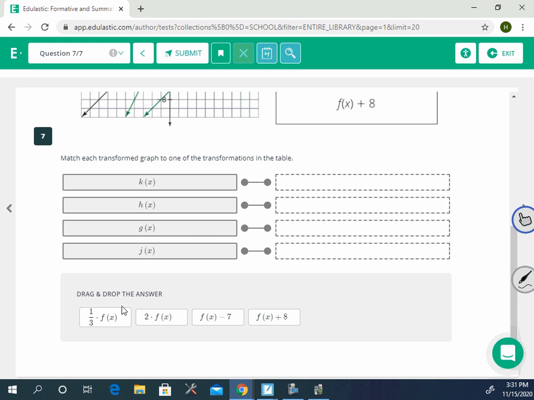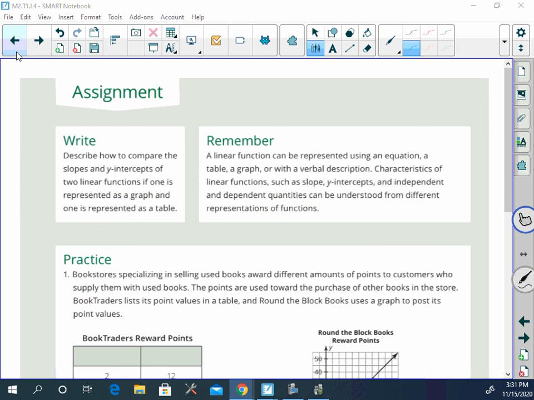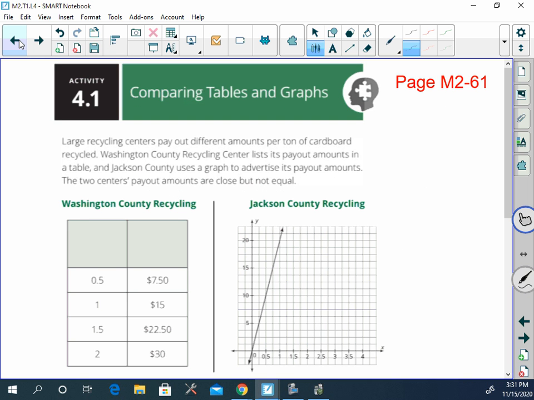Question 7 of 7. You're trying to figure out which one's which based off of what we just did. Okay, what would the plus 8 do to the original? And the original is this one right here. All right, so once you're done with it, you can check answers, you can submit it, but that needs to get submitted today. Then the last little thing here that we're going to look at is page 61.